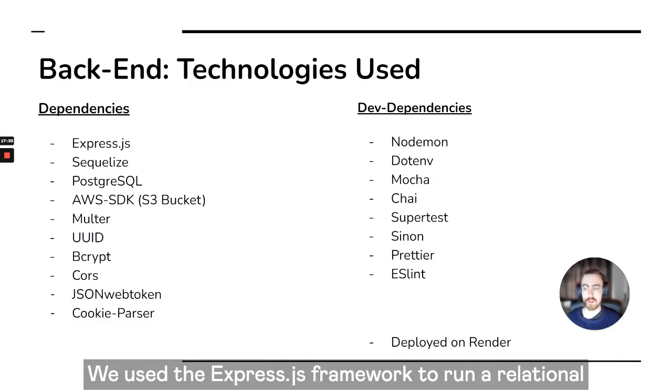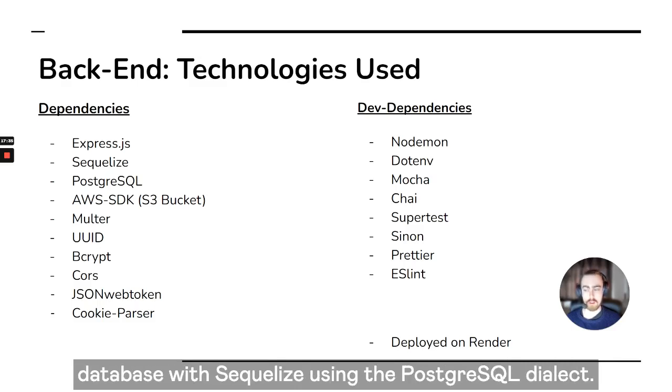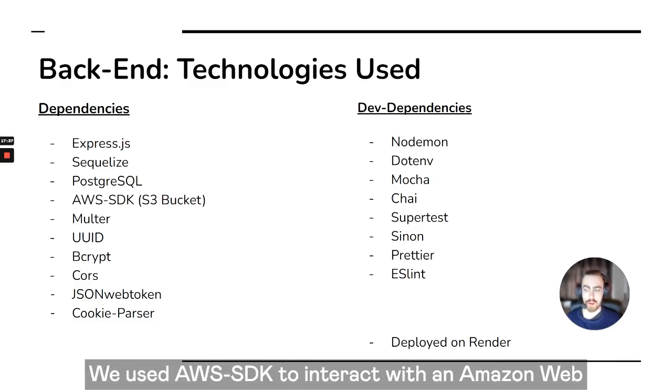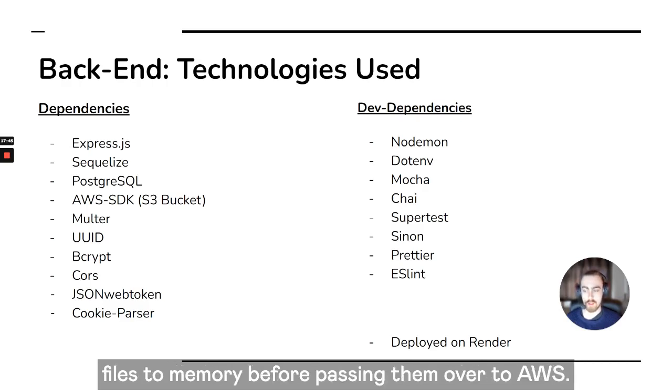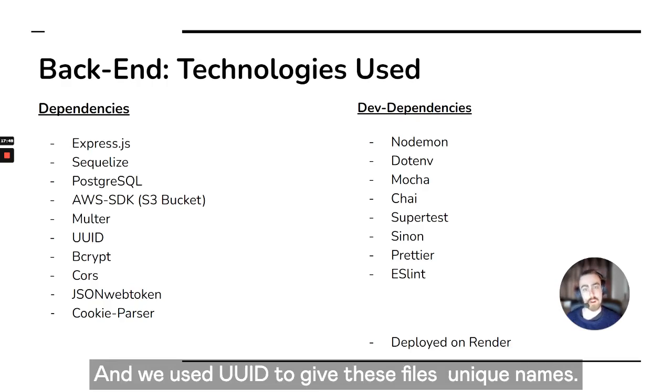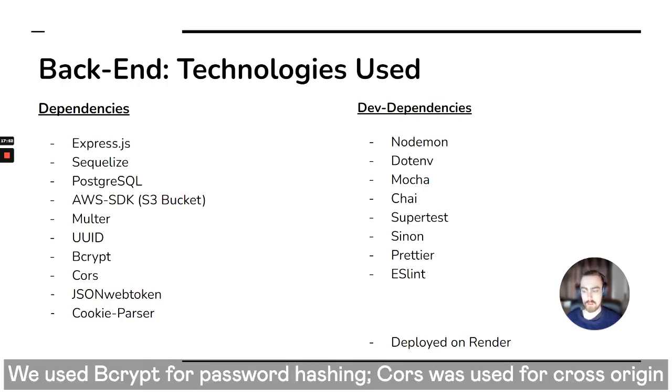We use the ExpressJS framework to run a relational database with SQLite using the PostgreSQL dialect. We used AWS SDK to interact with an Amazon Web Service S3 bucket for storing images and audio files. We use Multer to handle form data and to save the files to memory for passing them over to AWS. And we use UUID for giving these files unique names. We use bcrypt for password hashing.